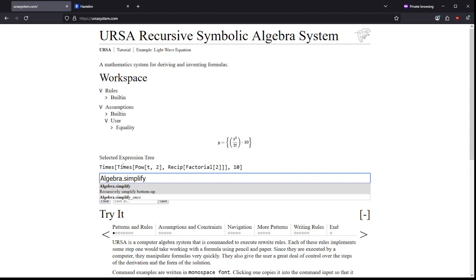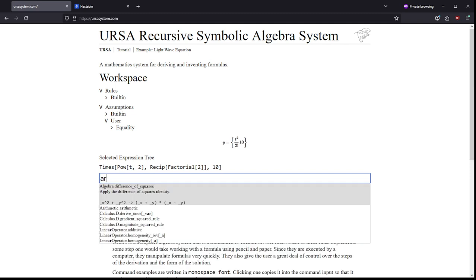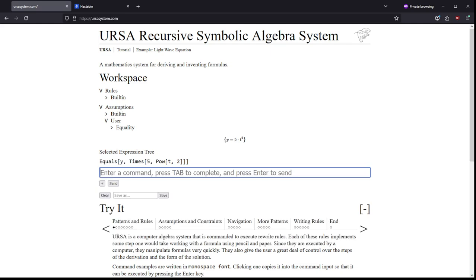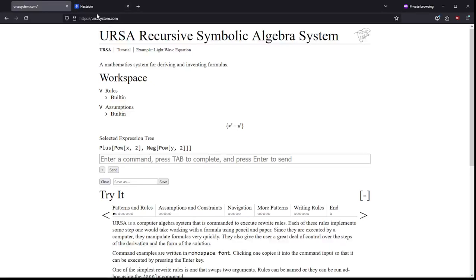There's a times inside of a times, which is why parentheses show up here. But I will just simplify this and then run the arithmetic rule to simplify the arithmetic. And we get 5t squared. So that's the solution to this other differential equation. So now, third and final one.